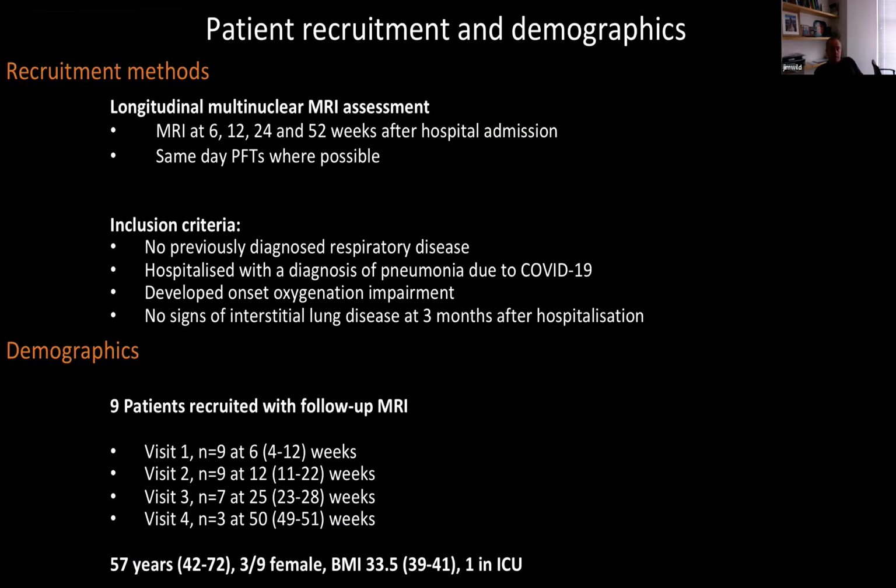So that slide summarises the recruitment and the demographics. We're looking at hospitalised patients, typically about 60 years, 57 years average age. BMI is there, and 3 out of 9 of them were female. So quite a small study, but a detailed study. And if there were any signs of ILD, they were excluded from this analysis. So any evidence of architectural distortion on CT or proton MRI, and they were referred to the UK ILD study instead.